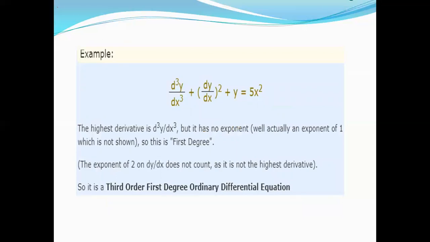Now another example, d3y by dx3 plus dy by dx whole square plus y is equal to 5x square. So the highest derivative is d3y by dx3, but it has no exponent. So this is first degree. The exponent of 2 on dy by dx does not count as it is not the highest derivative. इसमें हमको किसको count करना है? Highest derivative को ही count करना है. So it is a third order first degree ordinary differential equation.